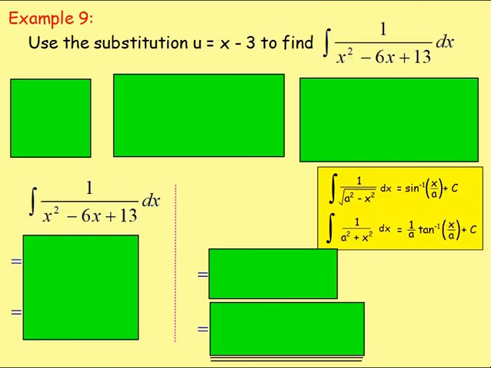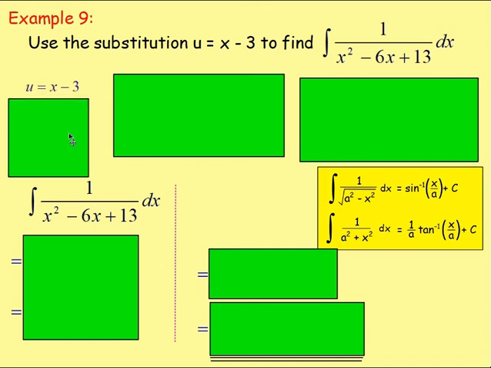Example 9, use the substitution u equals x take away 3 to find the integral of 1 over x squared take away 6x plus 13. It's more integration by substitution. So, first thing we are thinking is, our substitute is u equals x take away 3. So what we want to do is write all of this in terms of u. So we've got this substitute, so we know u has to go in here.